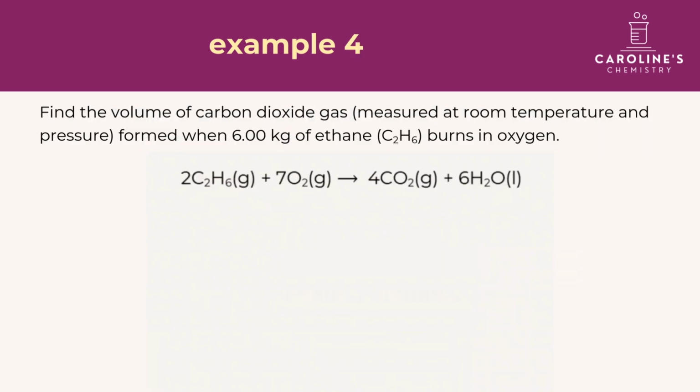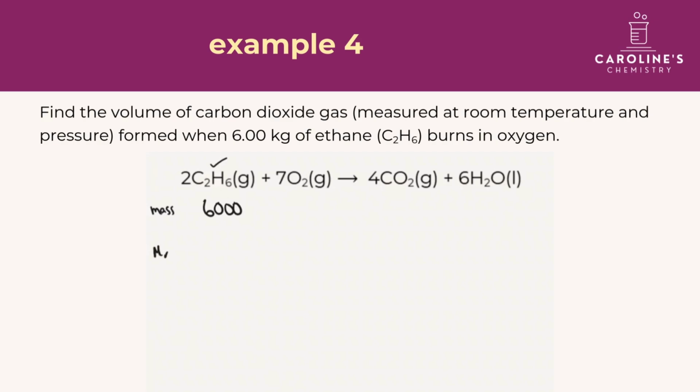So let's start with the same method, so identifying our tick and question mark. Now we know something about the ethane that becomes our tick. We have 6 kilograms of it, but for my mass, I'm not going to write 6 kilograms because the standard units for mass is grams. So I'm going to convert that into grams first, so I have 6,000 grams of ethane.